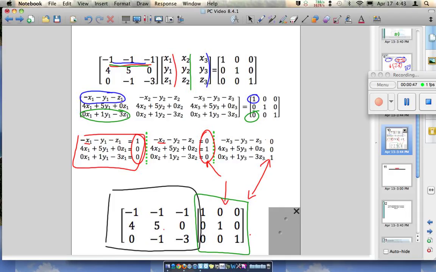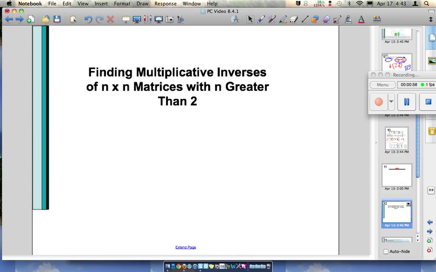Yes, your calculator does all this for you, but the whole goal here is for you to understand what's going on behind the scenes, and what the program in your calculator is doing when it performs this operation to get the multiplicative inverses.